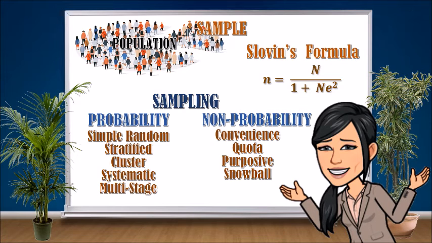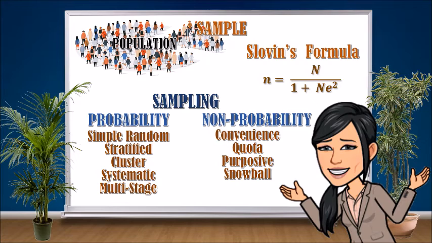Before we end, let us summarize what we discussed today. Sample is the group of individuals who will participate in your study. To determine the value of sample, we use the Slovin's formula. That is, sample equals to the population over 1 plus population times the square of margin of error. Sampling is the process of selecting the sample from a population.